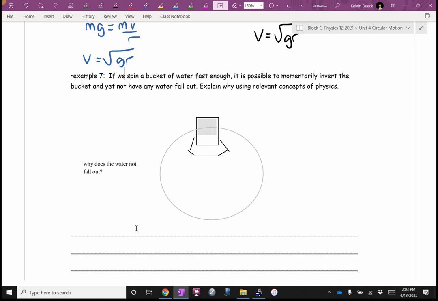What is the minimum safe speed? So it says this. If we spin a bucket of water fast enough, we can momentarily invert the bucket and not have any water fall out. Why? This is a job for a free body diagram. They gave me a picture, so I'll label the picture. What are the forces acting on the bucket of water? Get the obvious one. What else? The bucket, much like a roller coaster seat, is applying a normal force.